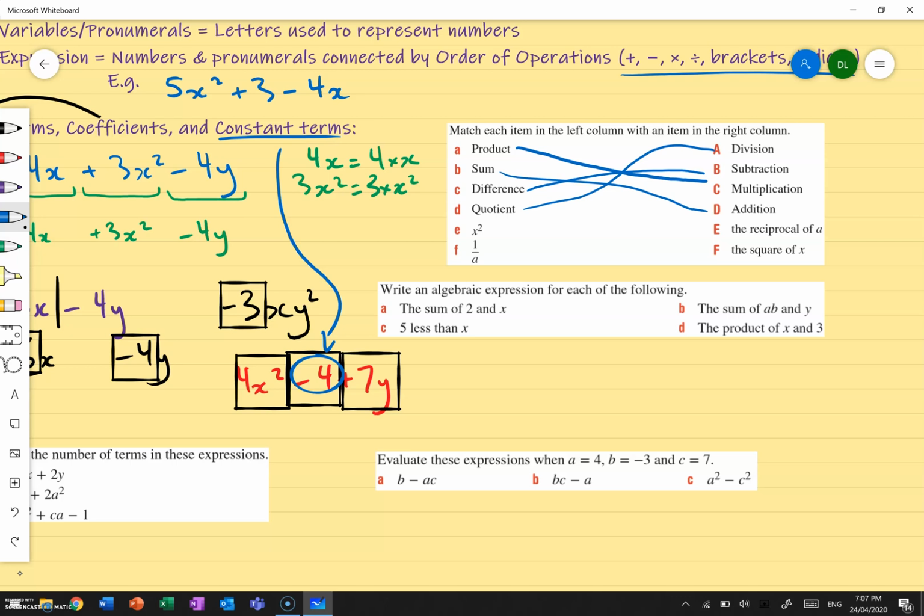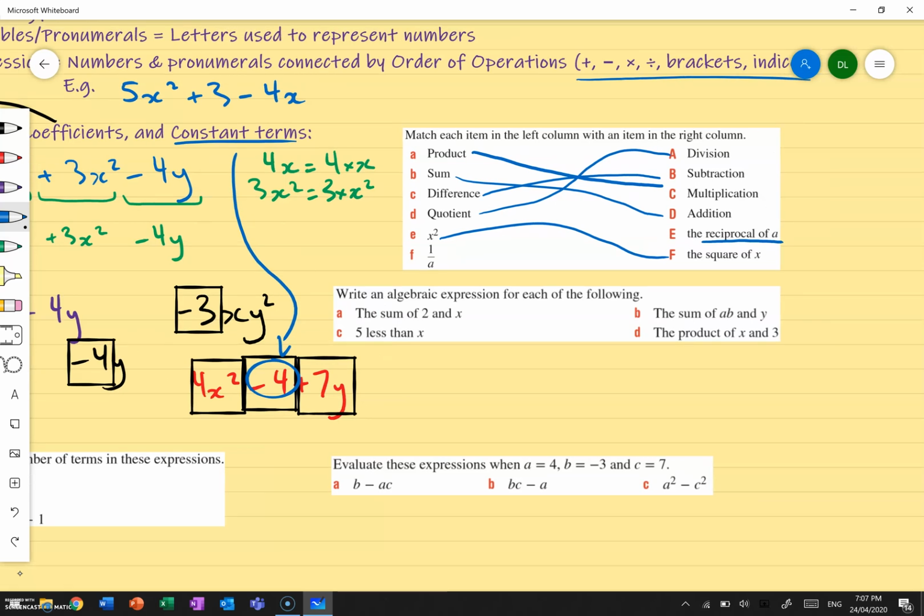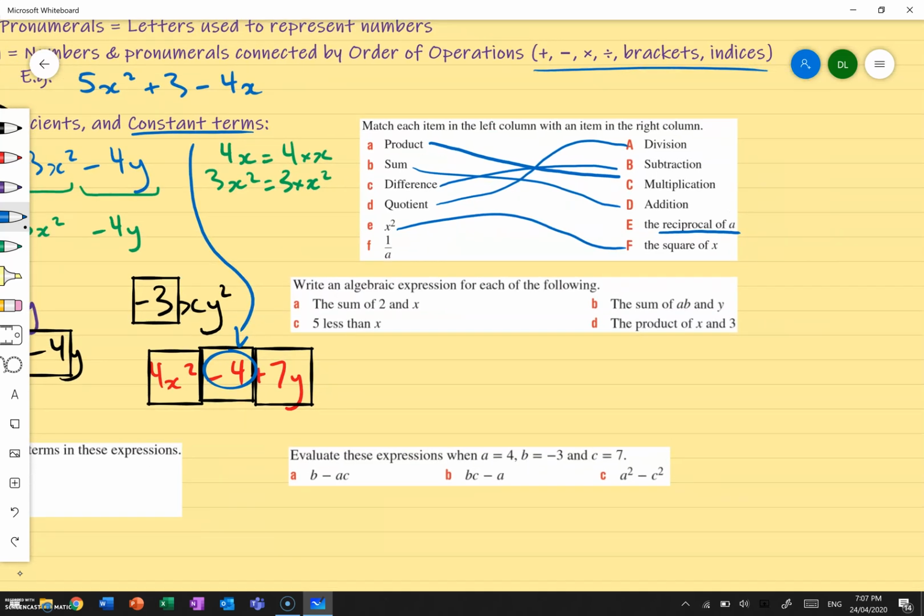Now here's where it gets a bit tougher. X squared is the same as the square of x, right? So I'm just going to connect that there, square of x. And 1 divided by a is the reciprocal of a. Now reciprocal just means I flip the fraction.